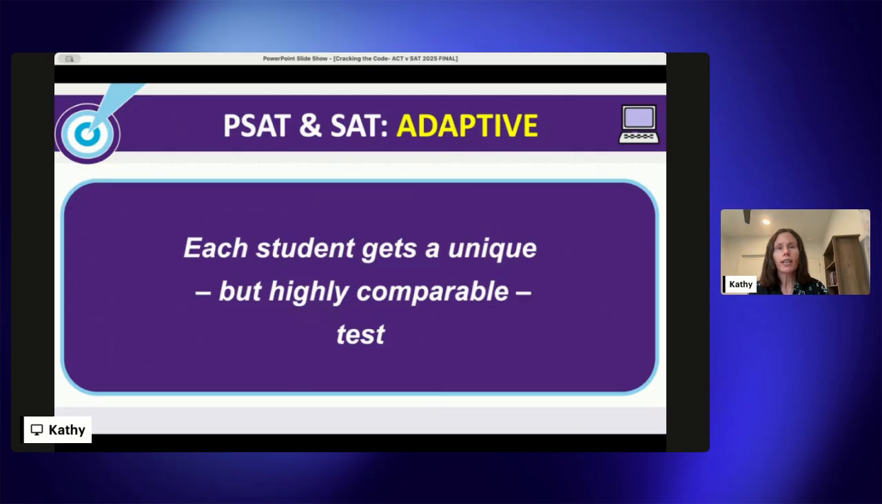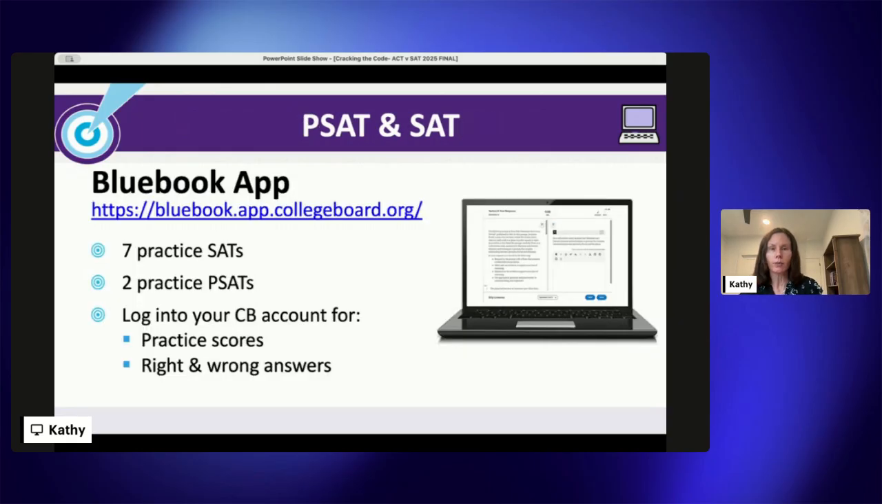So each student should get a unique test, but it still should be highly comparable in the level of difficulty and those types of questions. Now, how do I take this digital test?